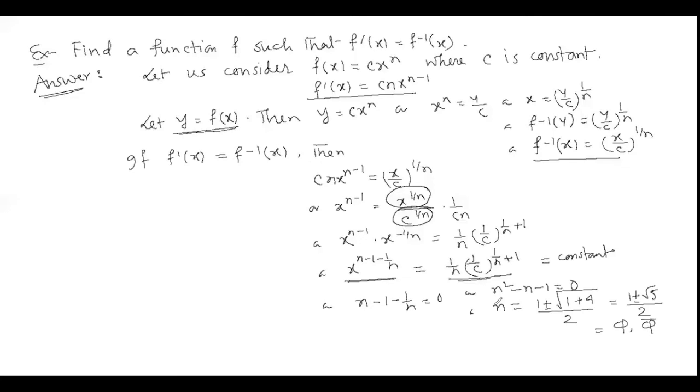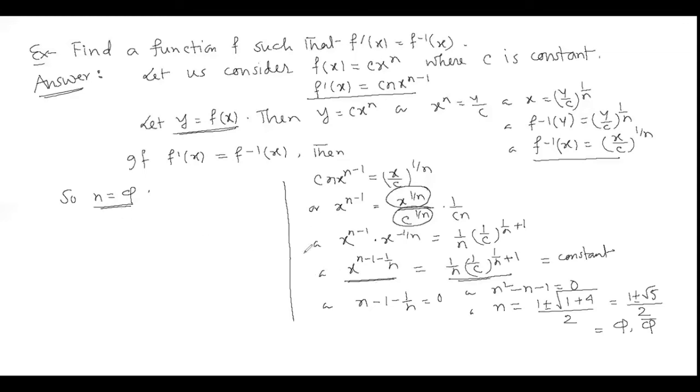There are two roots. We are denoting one root, 1 plus root 5 by 2, as phi, and the other, the conjugate root, as phi dash. Okay, so if we take the value of n as phi, so n becomes phi. Okay, n can also be phi dash. So we are taking one value, that is n equal to phi.